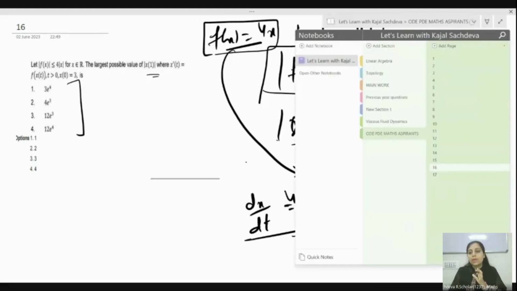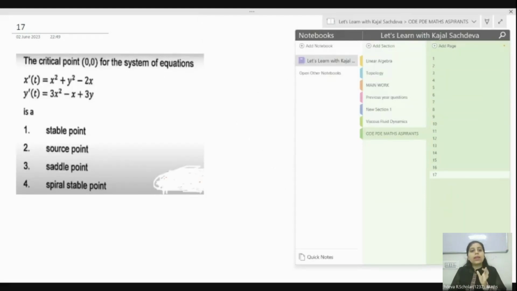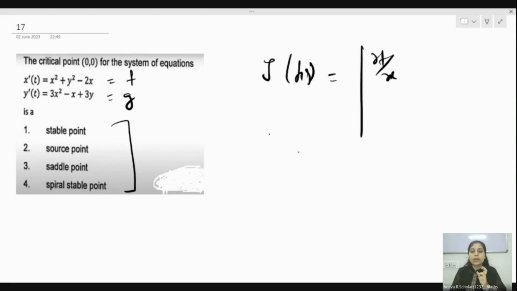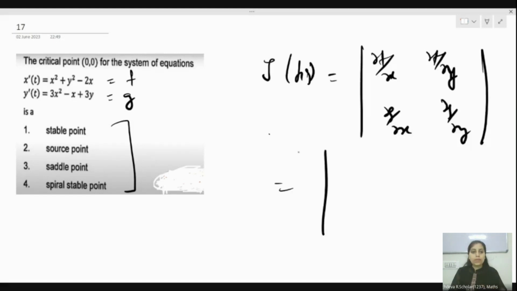And the last problem is on critical points, judging the nature of the critical point. For judging the nature of the critical point, just take this as f, this as g, and find the Jacobian of f and g: ∂f/∂x, ∂f/∂y, ∂g/∂x, ∂g/∂y. ∂f/∂x is 2x − 2, ∂f/∂y is 2y, and ∂g/∂y is 3.